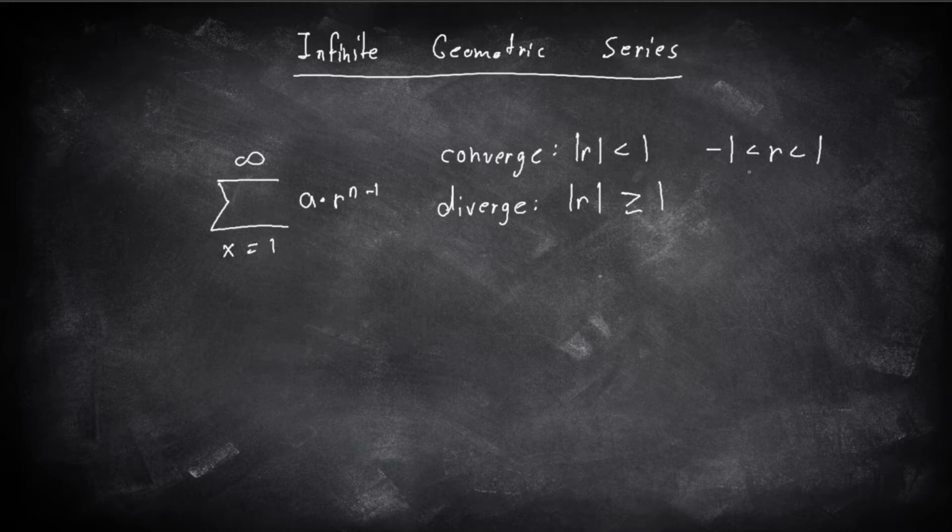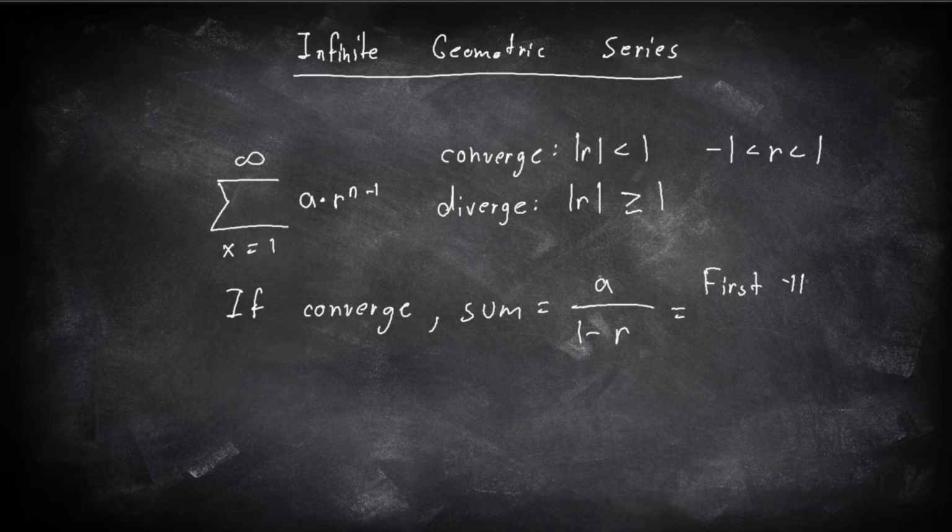But if it converges, they have actually a unique sum. They have a formula to calculate the sum. It's actually going to be equal to a divided by 1 minus r. Or how I usually like to do it, it's the first number divided by 1 minus the ratio.